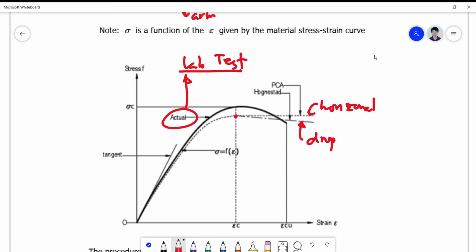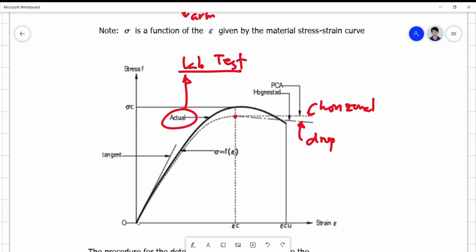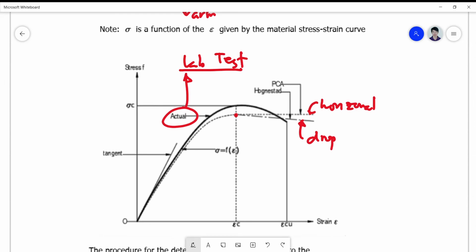Okay, so this tangent line here simply states that your curve is actually below the line. The angle of the tangent line to the initial point here at the origin is slightly higher than the actual slope of the curve at a certain point beyond zero.